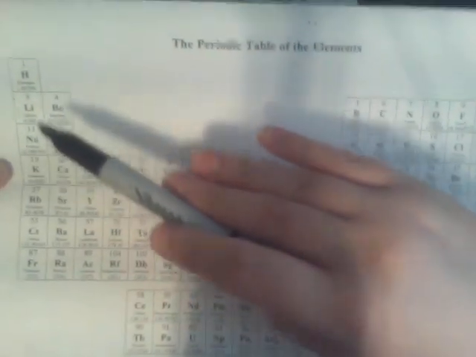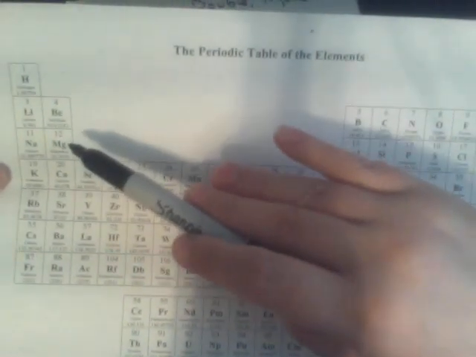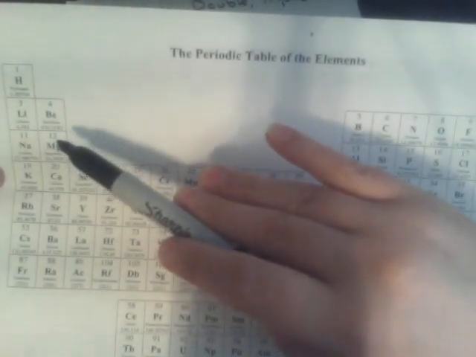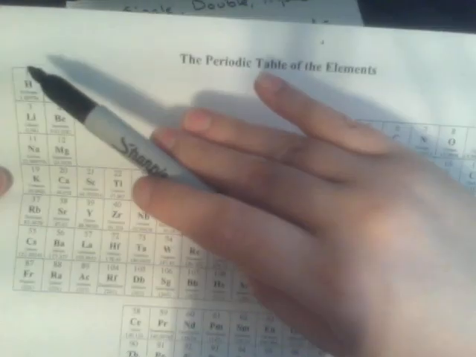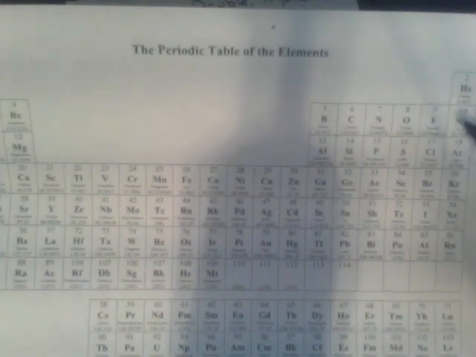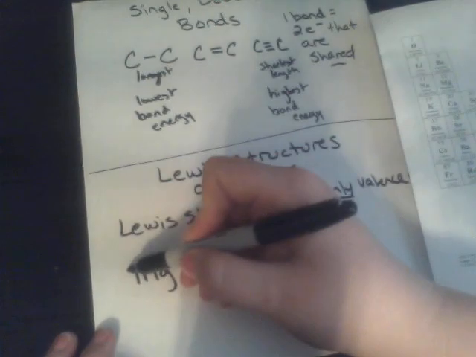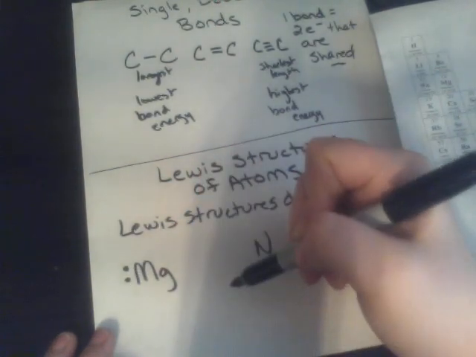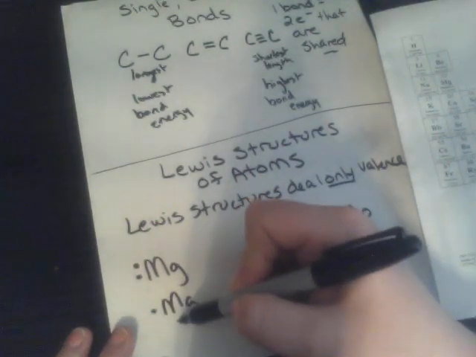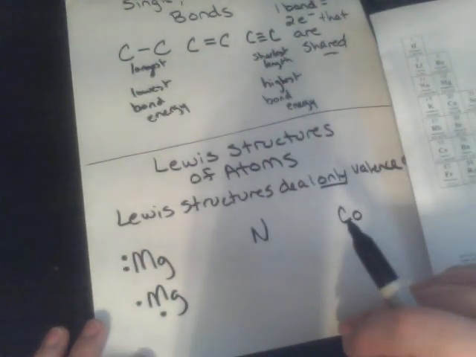So magnesium, what are the valence electrons on magnesium? Magnesium is in the 3rd energy level, and it only has 2 electrons in that 3rd energy level. So remember, you just count the columns 1, 2, 3, 4, 5, 6, 7, 8. So magnesium only has 2. So you could draw it like this, or I've seen it represented like this. Either way is appropriate.